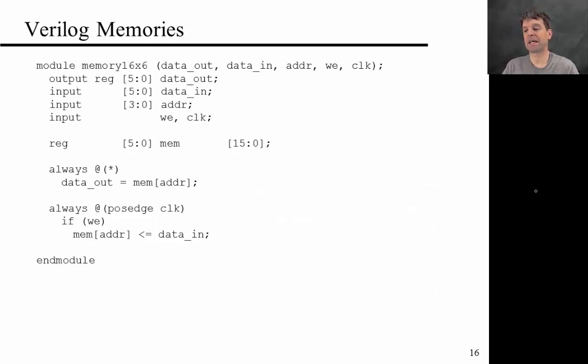And then for completeness, on this last slide here, I'm also giving you just some Verilog code, specifying a memory. Obviously the core of this are these lines here. So always at star, data out is memory of address. So basically what's stored at the given address is what's read out, and always at the positive edge of the clock, if writing is enabled, then I'm putting new data into the memory.